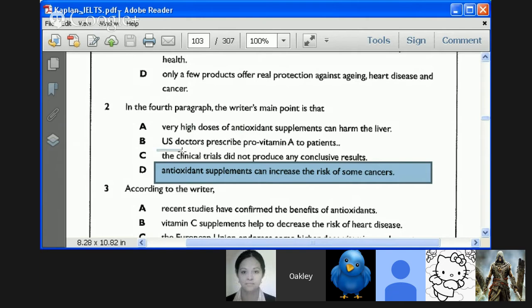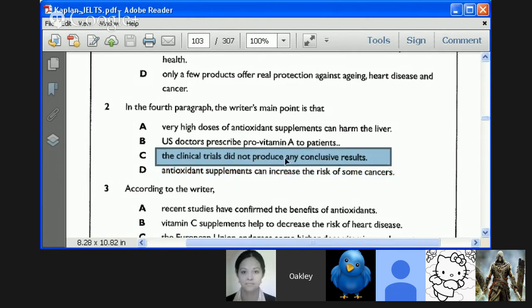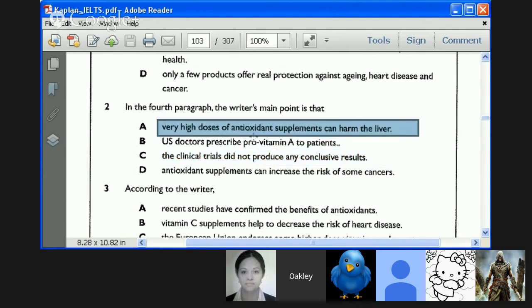All right, but of course I have to look at everything because this is a huge mistake and a very easy mistake in the IELTS reading test. Something catches your eye, you have a look, it looks like a good answer, and you pick it because you're afraid about the time, and it ends up being a trap or a trick answer. So I will at least take the time to give a quick look at the other answers. Very high doses of antioxidants can harm the liver.